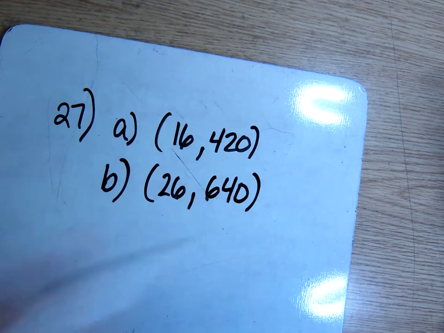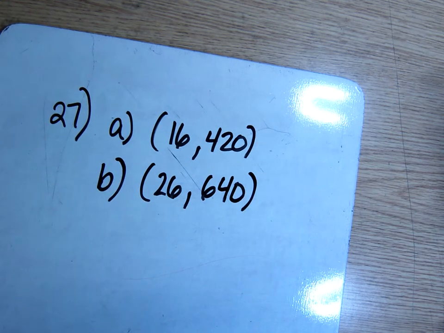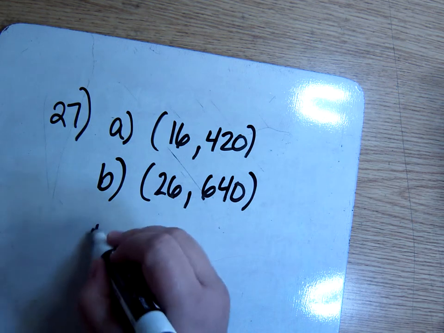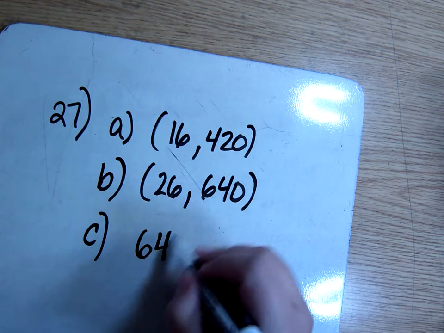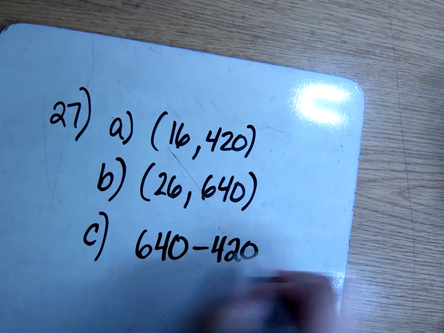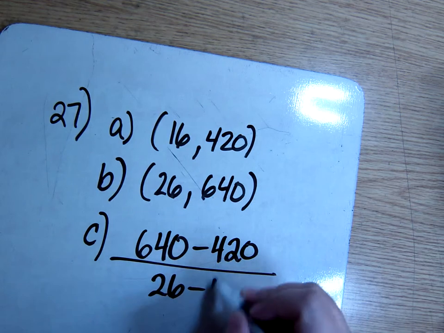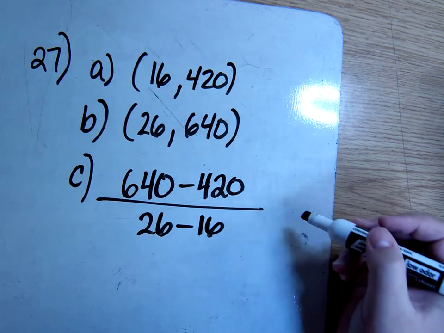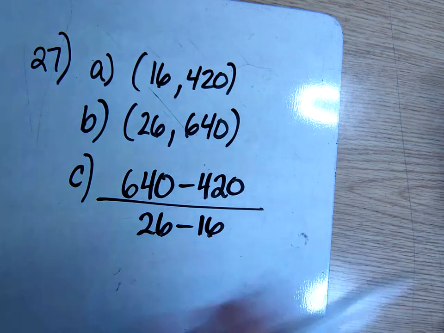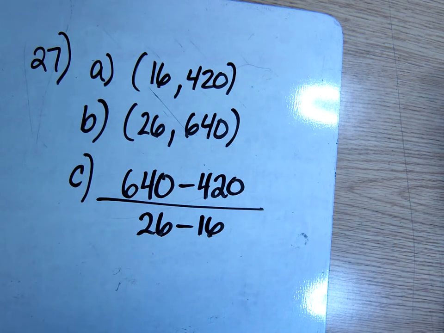Okay. Part C says use your answers from parts A and B to estimate the rate of change in files per second between points A and B. So part C, we're finding basically the slope. So we've got 640 minus 420 over 26 minus 16. And so whatever you got for these two, you're subtracting your y's over subtracting your x's, and you may get a different answer than I would. And that was it in terms of questions for these.